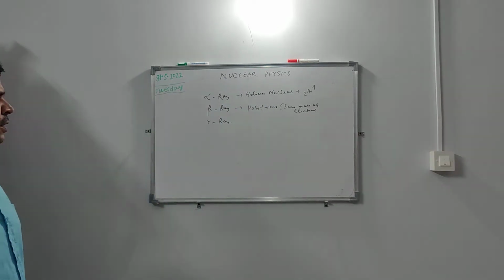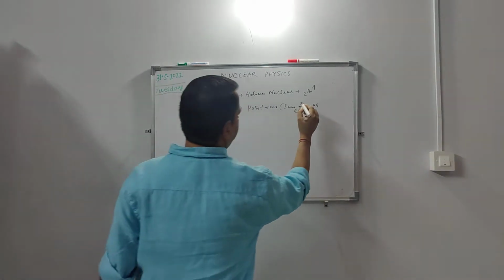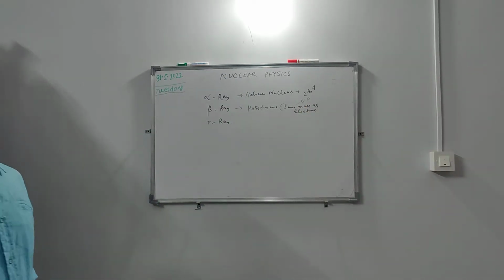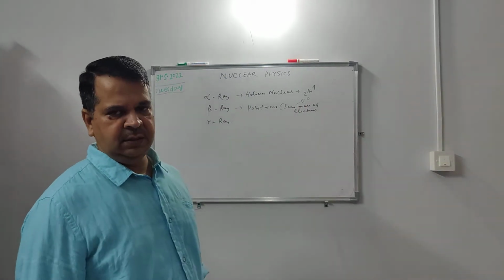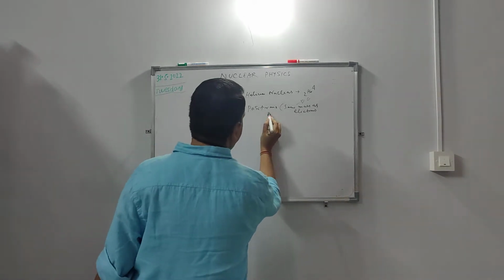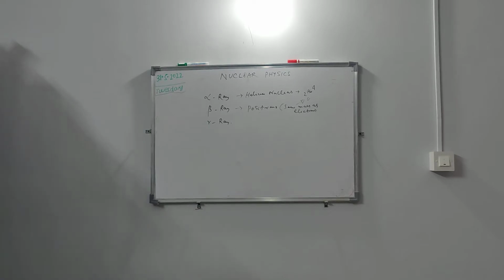Same mass as electron. That means the mass of an electron is almost zero, negligible. Your proton and neutrons have mass, but electrons do not have any mass. So beta ray is similar to positrons. Okay, so beta ray is positron.